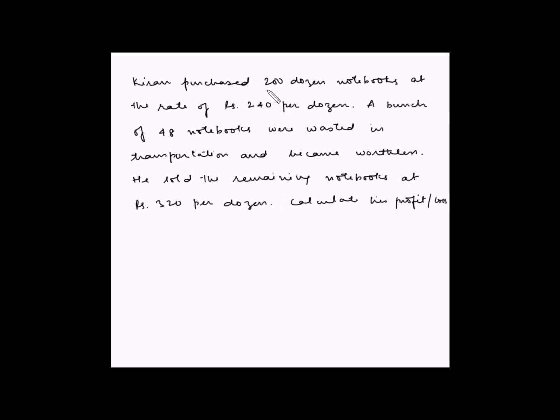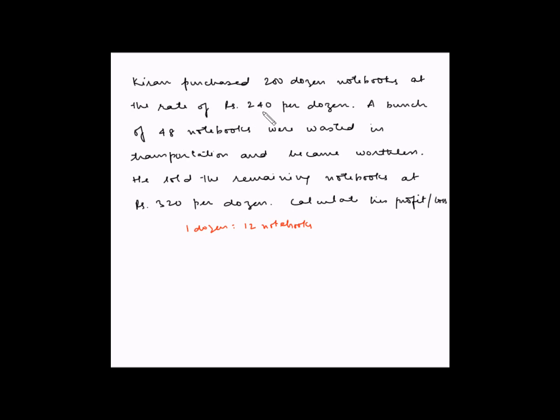So he bought 200 dozen notebooks, but out of these, 48 notebooks were wasted. This is in terms of notebooks, 48 notebooks, while the other is in terms of dozen, 200 dozen. So 48 notebooks will actually equate to 4 dozen notebooks. Each dozen, 1 dozen, is equal to 12 notebooks. So we divide 48 by 12, and we get 4 dozen notebooks.